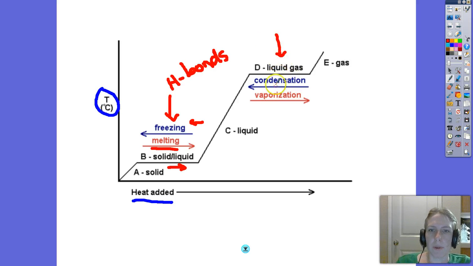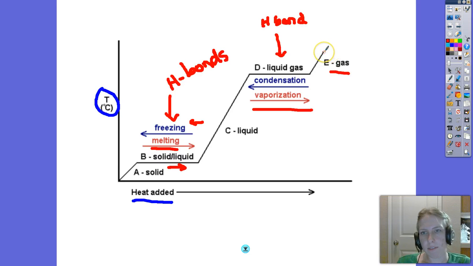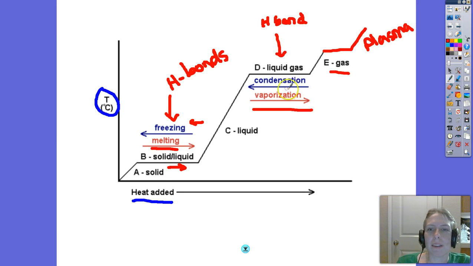Now up here is when we have both condensation and vaporization going on. Once again, we're breaking those hydrogen bonds. We're giving the molecules enough energy to break the surface of the liquid and turn into a gas. So here we have our gas. And yes, for those that are asking, there would be a plasma state somewhere up here, but we're not gonna worry about that because we can't get to plasma in a classroom. But at this point, you have both a liquid and a gas.